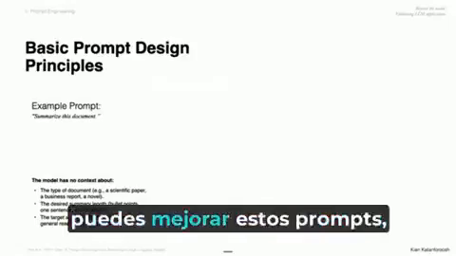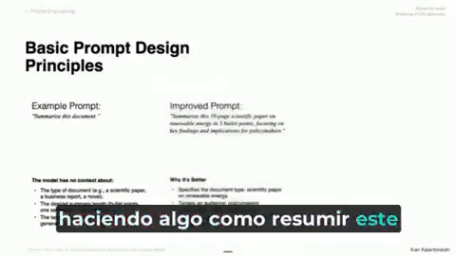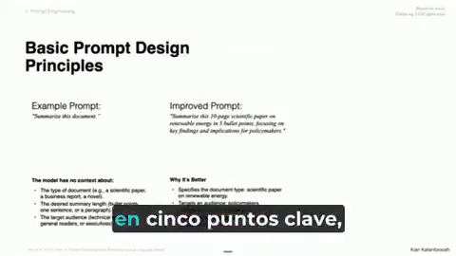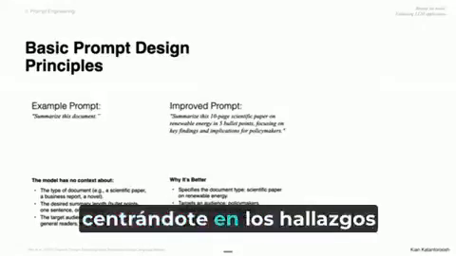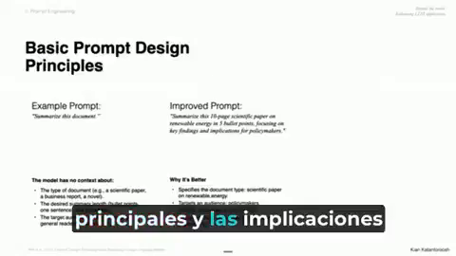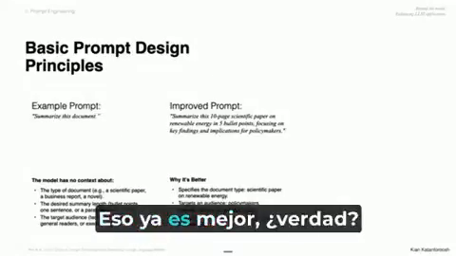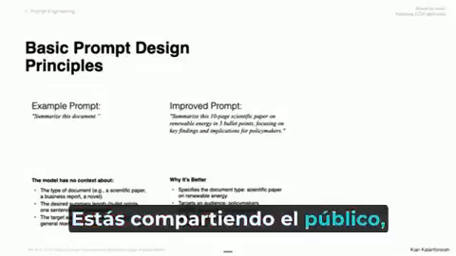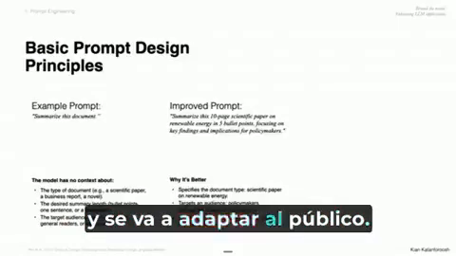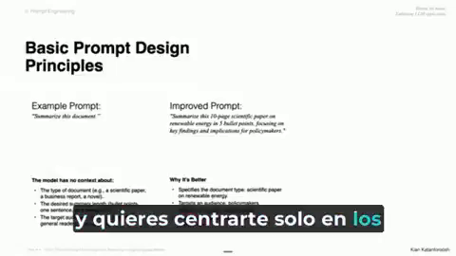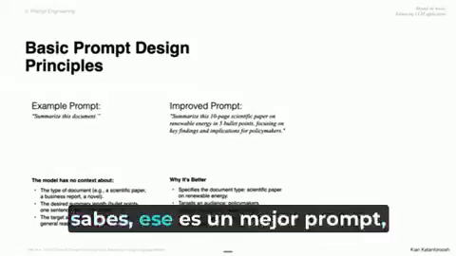You can actually improve these prompts by doing something like: summarize this 10-page scientific paper on renewable energy in 5 bullet points, focusing on key findings and implications for policymakers. That's already better, right? You're sharing the audience, and it's going to tailor it to the audience. You're saying that you want 5 bullet points and you want to focus only on key findings. That's a better prompt, you would argue.